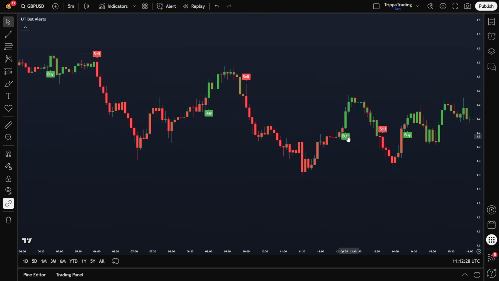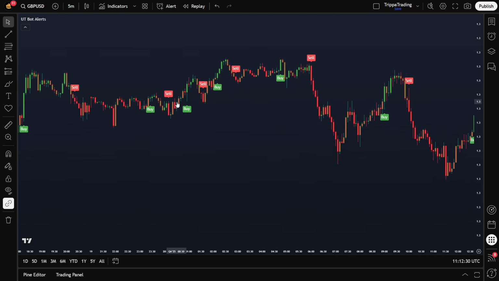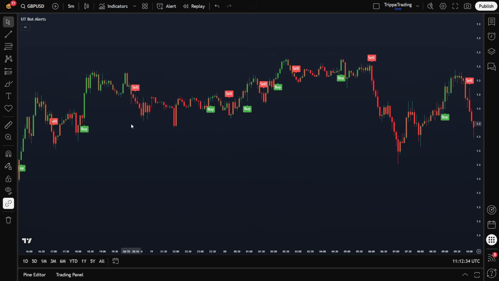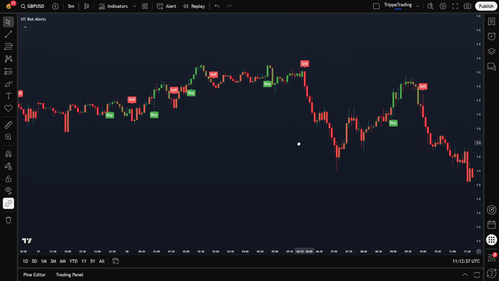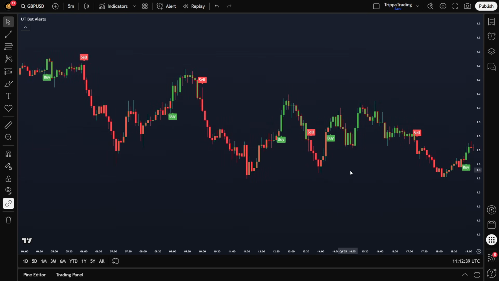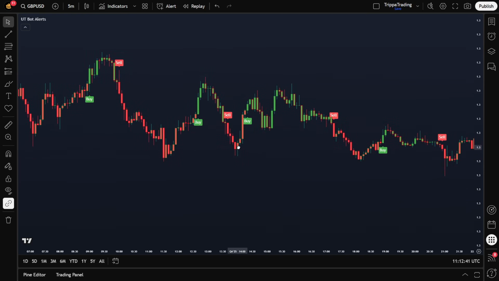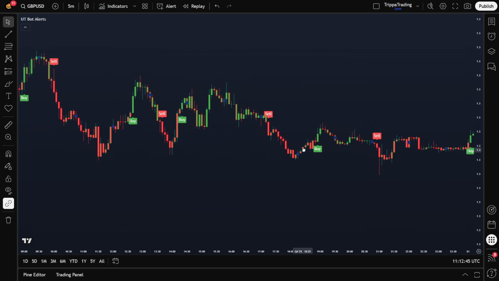Even then, don't rely only on the buy or sell labels. Always confirm with volume, trend direction, or support/resistance. When used correctly, this tool gives quick entries and exits that fit perfectly with scalping strategies.